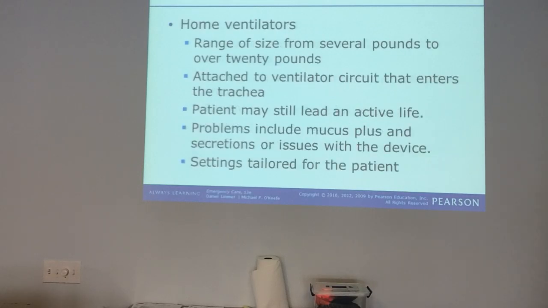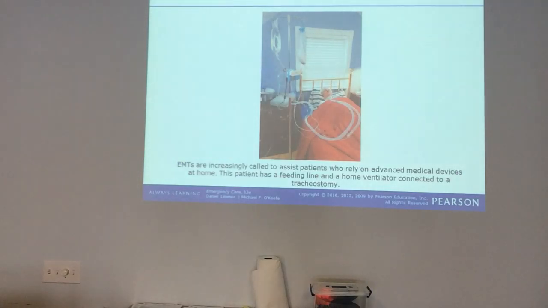Home ventilators range in size from several pounds to over 20 pounds. They're attached to the ventilator circuit that enters the trachea, normally through the stoma. The patient may lead a very active life. Problems include these mucus plugs that we're talking about and secretions. It plugs up, and the ventilator has a hard time pushing through. The settings are tailored to the patient, so you may have to pop that ventilator off, suction that stoma, and go from there. Right there is the ventilator, the tubing, the stoma.